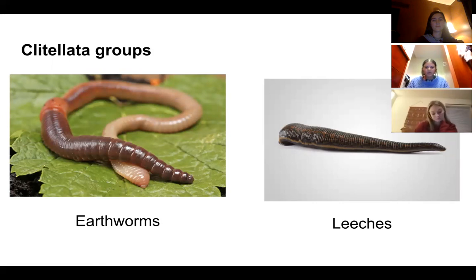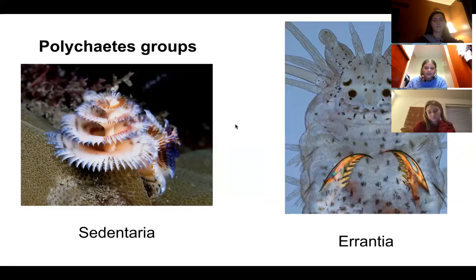The clitellate group was divided into the oligochaetes and hirudinea, which are earthworms and leeches, as was stated earlier in the slides. The polychaete groups are divided into two natural groups, the Errantia and the Sedentaria. The Errantia included worms with active and often predatory lifestyles, which have diverse head appendages for sensing their environment, as in the photo on the right with their little notches on top of their head so they can move around. And the Sedentaria comprises more sedentary animals with palps adapted for feeding, as in the photo on the left.